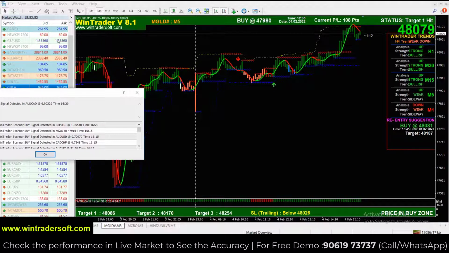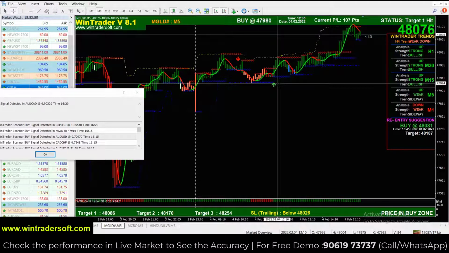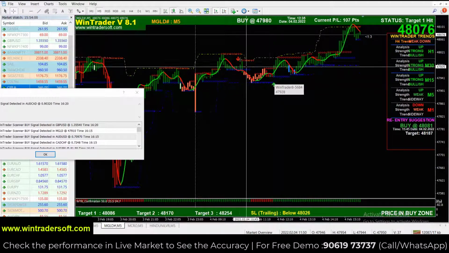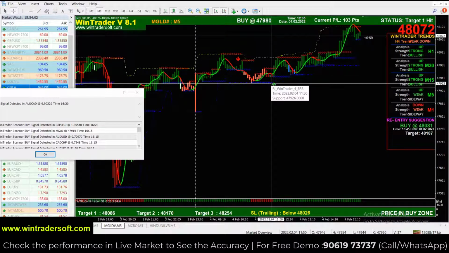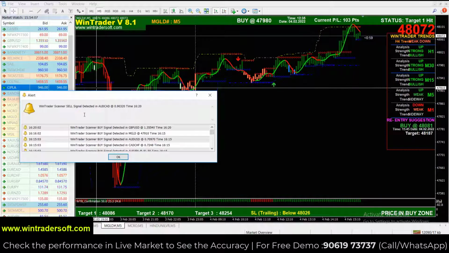In this version, you can see there is a red down arrow, that is a sell signal, and the green up arrow is a buy signal. So these are the automatic signals. Red down arrow is a sell signal, green up arrow is a buy signal. Whenever the software generates a signal, at the same time there is an alert, a pop-up message will display on the screen with a sound effect.